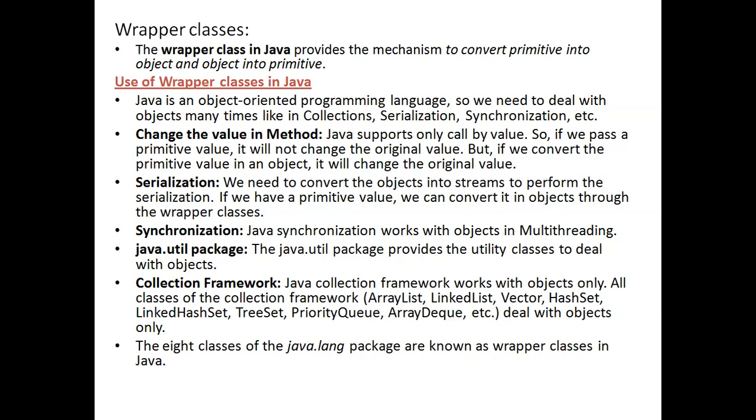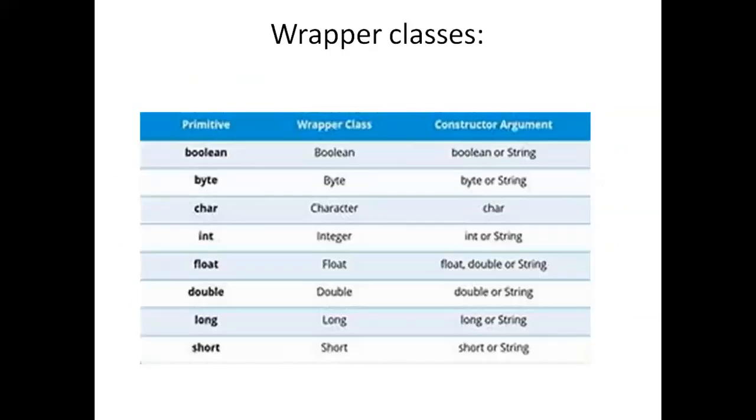There are 8 classes in the java.lang package that are also known as the wrapper classes in Java. So all of those 8 classes are wrapper classes. First is Boolean, then Byte, Character, Integer, Float, Double, Long, and Short.